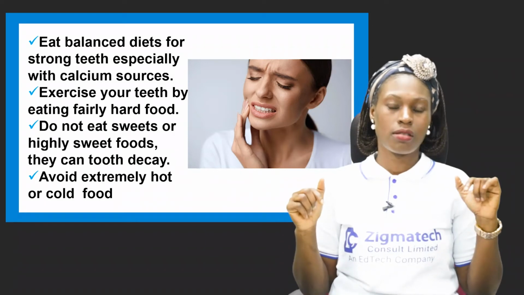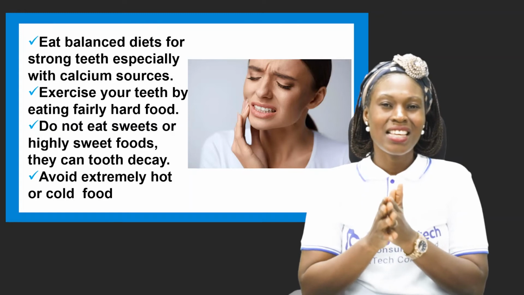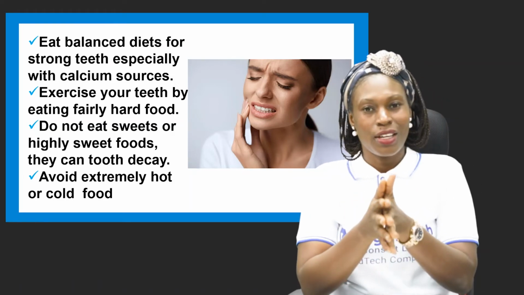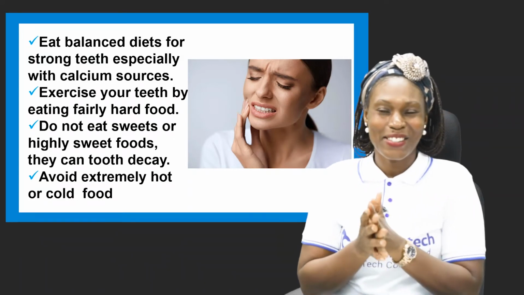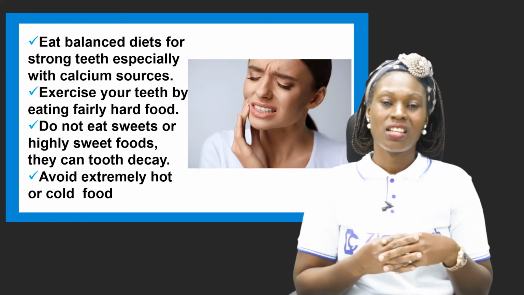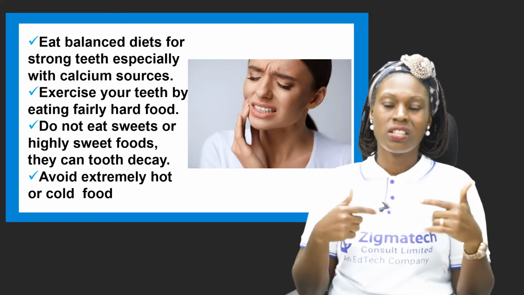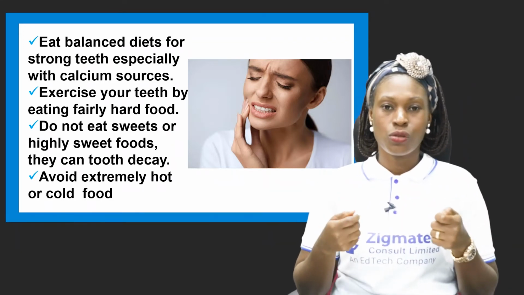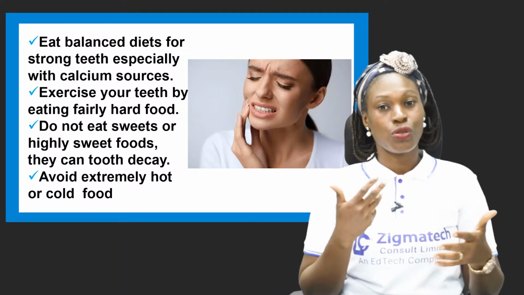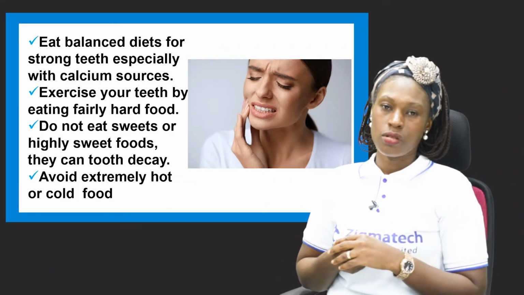Do not eat sweets or highly sweet foods. This is an easy avenue for tooth decay. If you take too much sweets, you are prone to having tooth decay, because this is more like an expressway to tooth decay. So as much as you can, you need to avoid sweet or highly sweet foods.